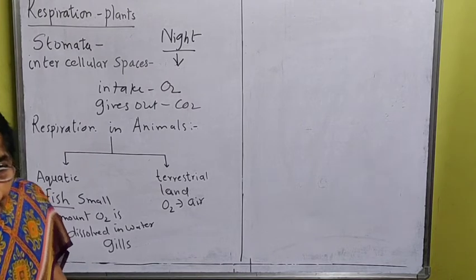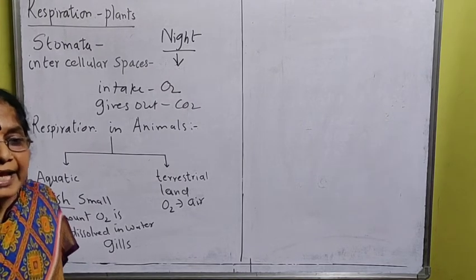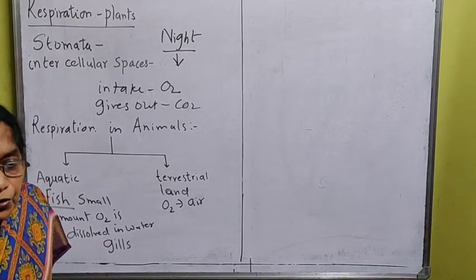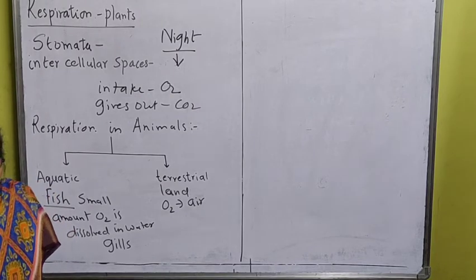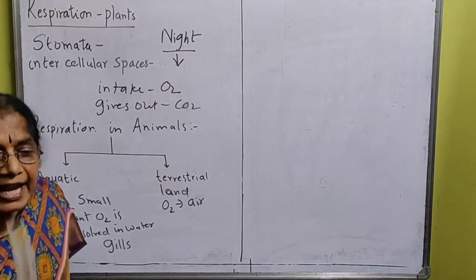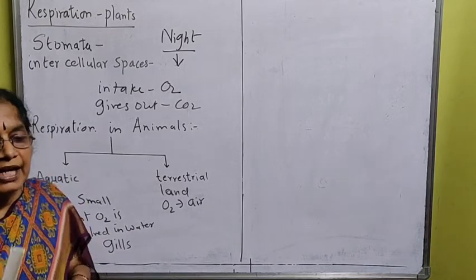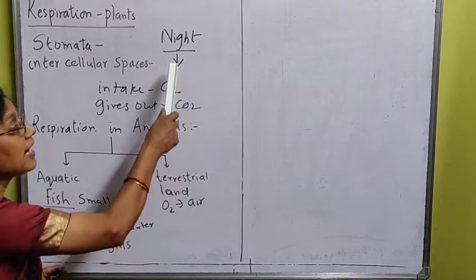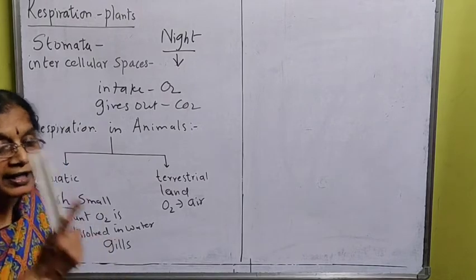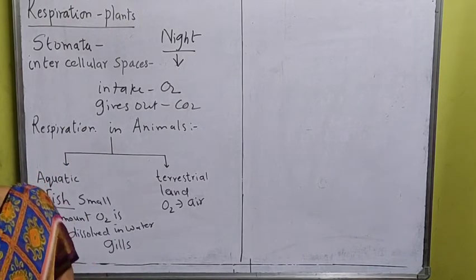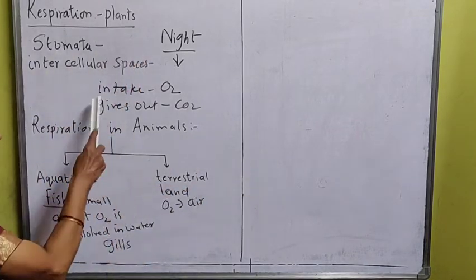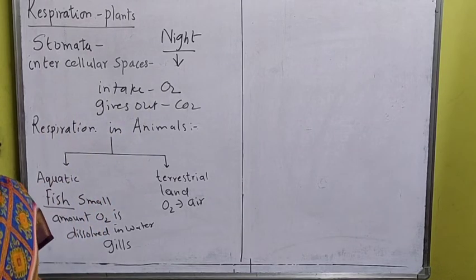Yes, that is true. But that will happen only in daytime, because green plants are autotrophs. They prepare their own food, and to prepare their own food they require carbon dioxide. So in daytime they take in carbon dioxide and give out oxygen. But at night, photosynthesis cannot take place, because light energy is required and the sunlight is not there. So during night time, respiration is done by the plants. They take in oxygen and give out carbon dioxide.